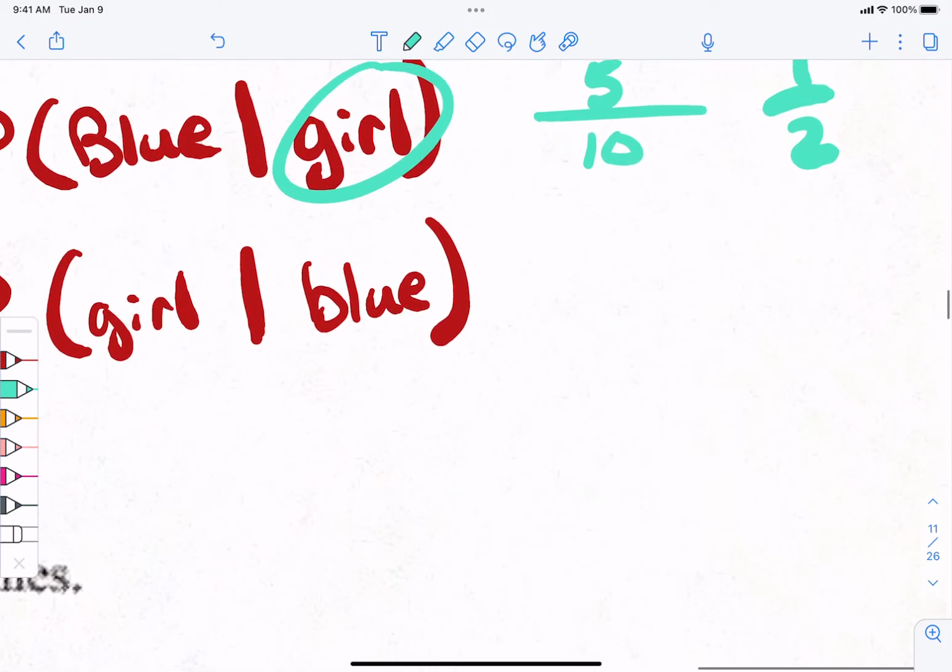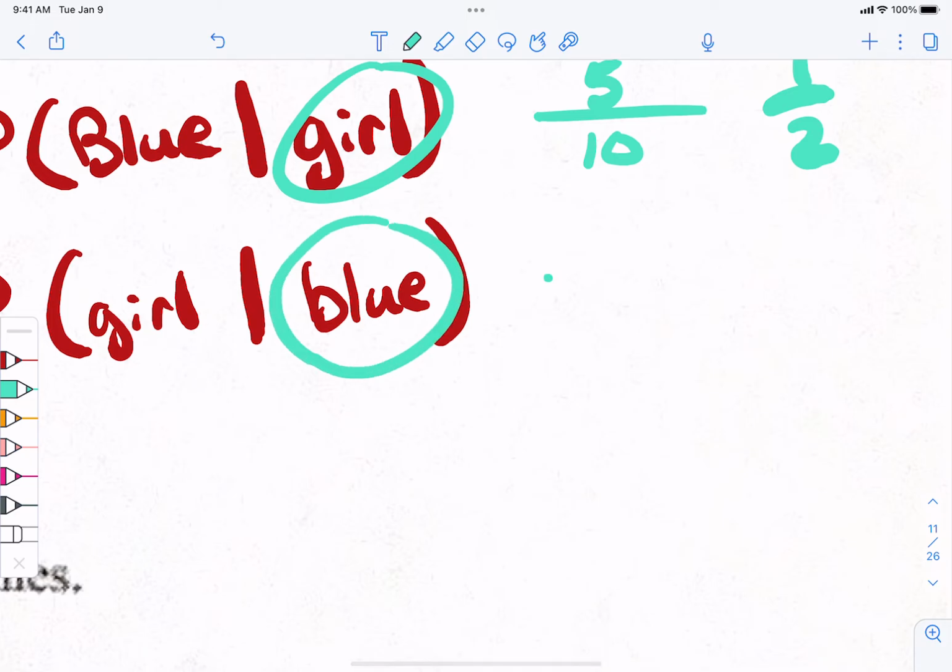All right, now let's do it the other way around. This one is given blue eyes. How many blue-eyed people do we have in here?